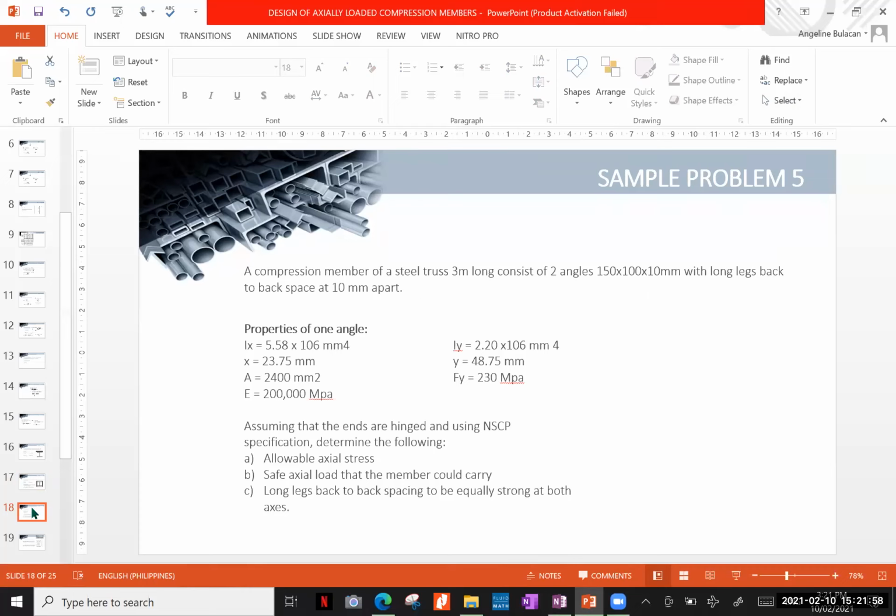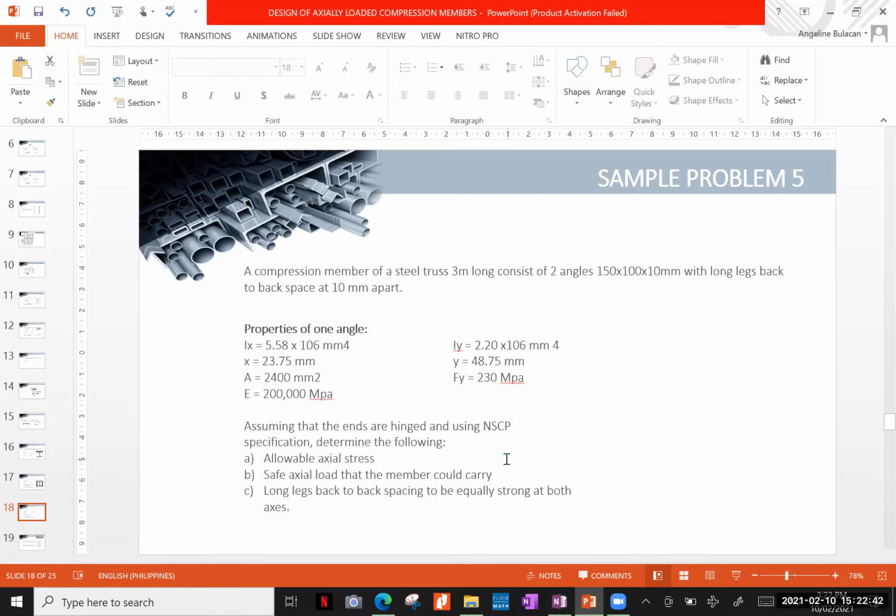So, here we have, ano ba yan? A compression member. Compression member of a steel truss 3 meters long consists of 2 angles, 150 by 100 by 10, with long legs back-to-back, spaced 10 millimeters apart. Properties of the angle. Now, assuming that the ends are hinged and using NSCP specification, determine the following. First, allowable axial stress. Second, safe axial load that the member could carry. And third, long legs back-to-back spacing to be equally strong at both axes.